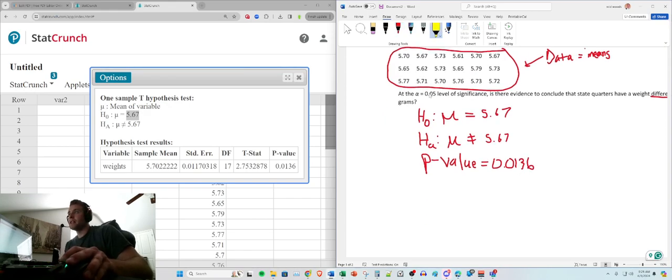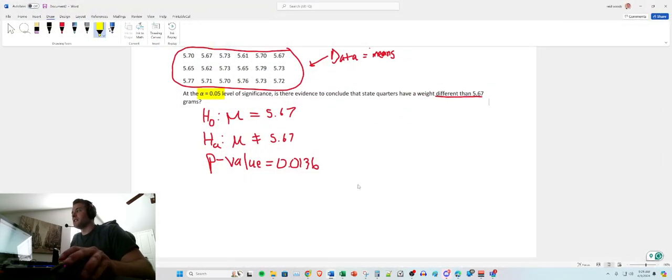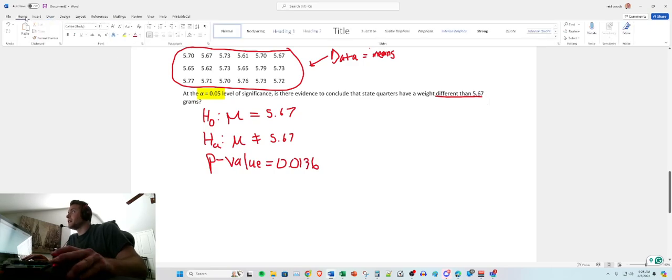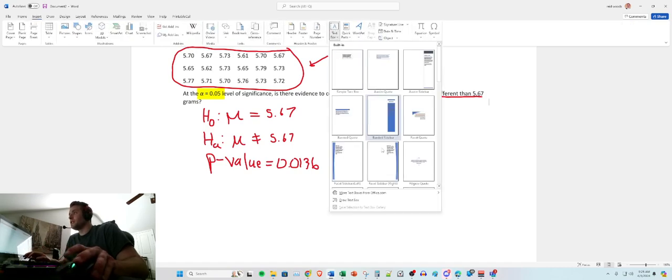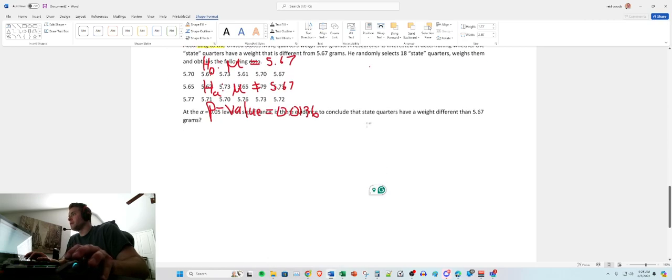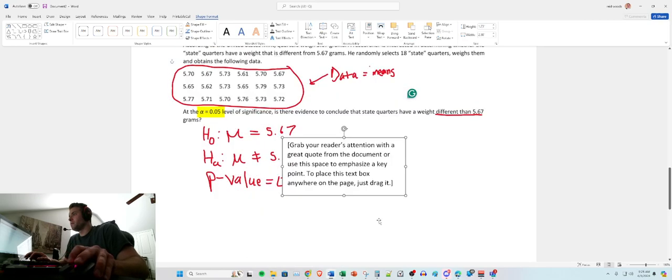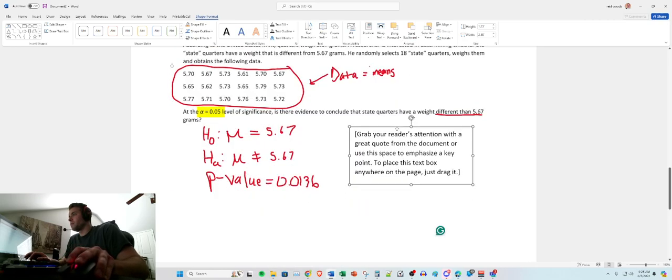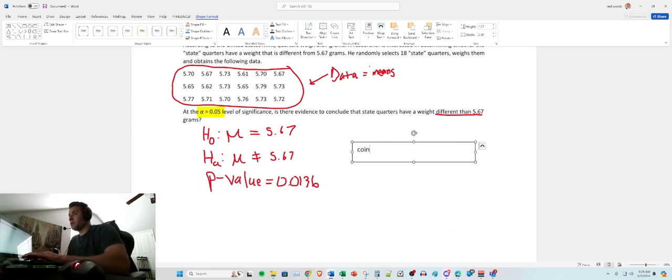Now, is that low enough? Well, compare that to the alpha level right here of 0.05. Yeah, I would say so. That's exactly what we found, is that there seems to be a statistical difference with the state coins than just a typical quarter. All right. So let's write out that conclusion. I'm going to move this down. All right. So conclusion.